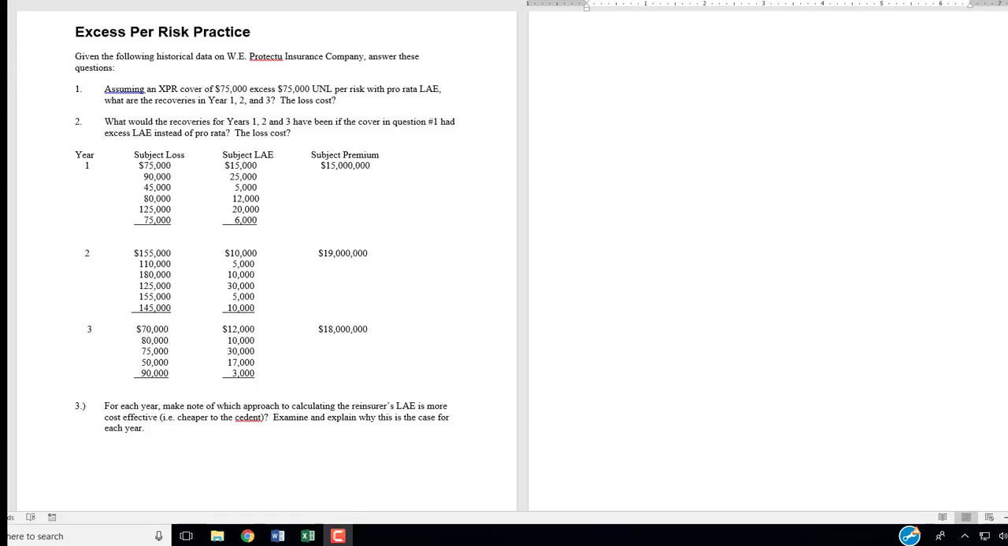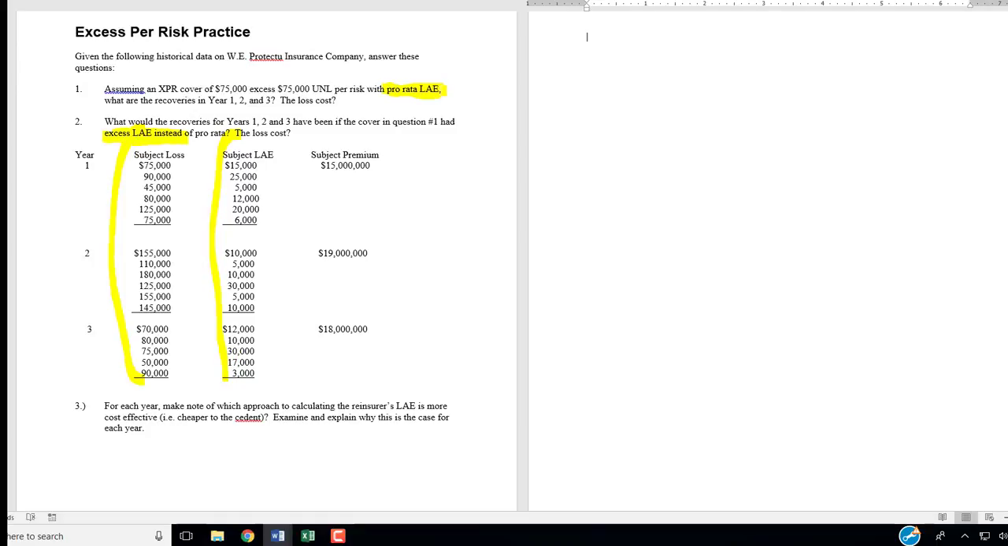Given the following historical data on We Protect You Insurance Company, answer these questions. Number 1, assuming an XPR cover of $75,000 excess of $75,000 UNL, UNL is just ultimate net loss, and it's the same in this case as the subject loss. So we're talking about these numbers here. With pro rata LAE, here is the subject LAE. What are the recoveries in years 1, 2, and 3?